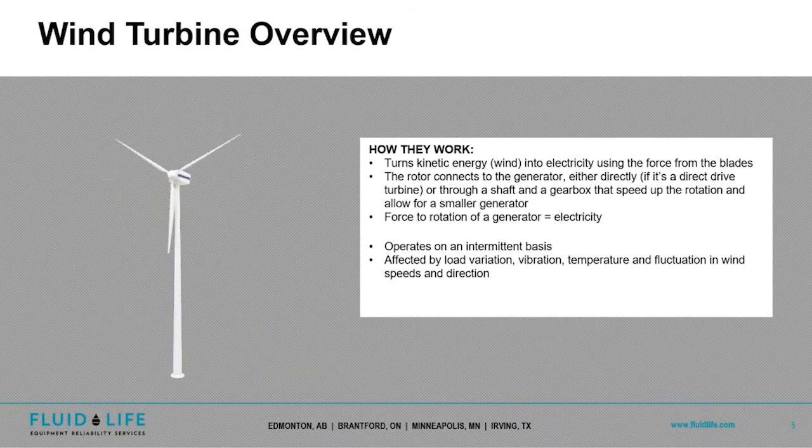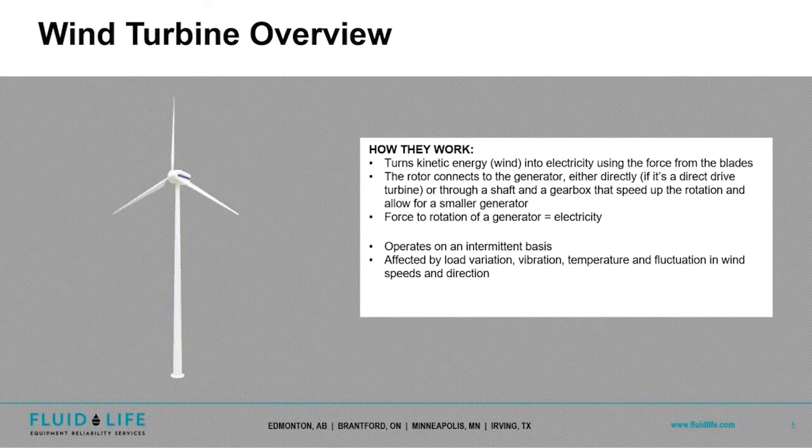And the rotor is going to connect to the generator, either through a direct drive system, which is some of the newer technology that's coming out. But onshore in the current market in North America, you're going to see a lot of gearbox driven systems instead. And that gearbox is going to connect to that main shaft, and it's going to speed up rotation and allow for a smaller generator system versus something you see with direct drive with the permanent magnet generators. Essentially, that forced rotation of the generator is going to get you your electricity and it's going to kick out to the grid.